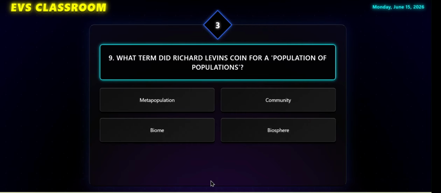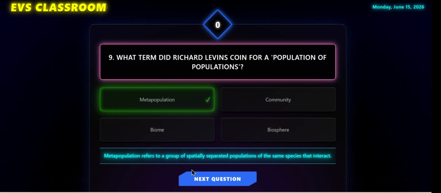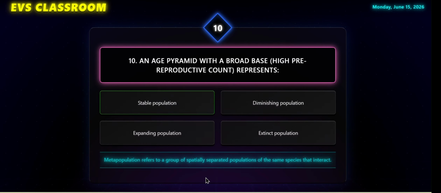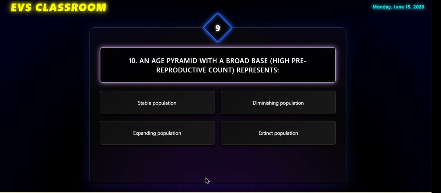What term did Richard Levins coin for a population of populations? Metapopulation. It refers to a group of spatially separated populations of the same species that interact.